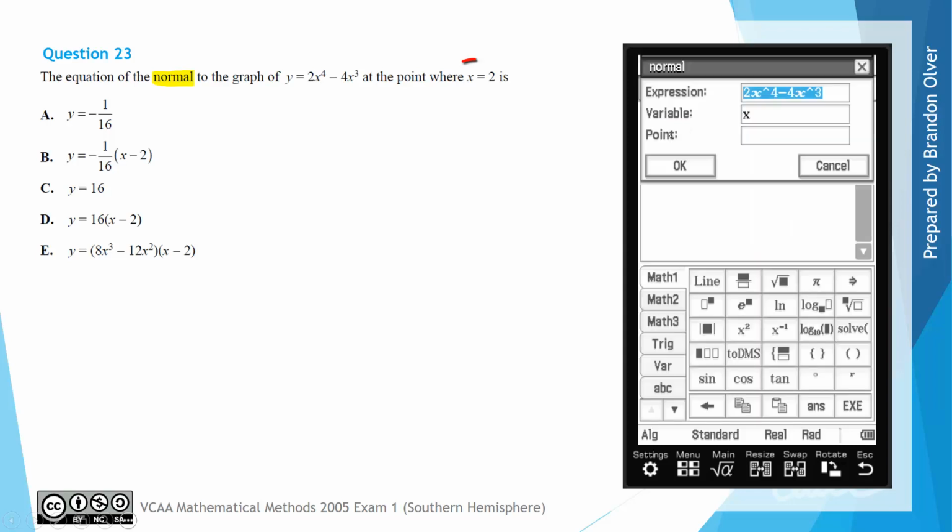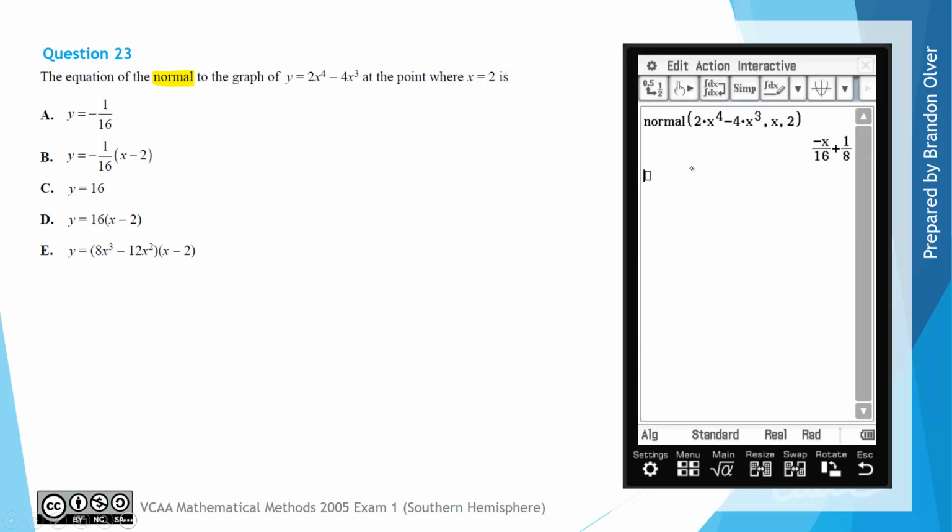And then we wanted it at the point when x equals 2. So in this third box, we're just going to put 2 in and hit OK. And we get this output. So from the calculator, we got the output that we had negative x on 16 plus 1 over 8. And to turn that into the equation of the line, it just becomes y equals. However, that option doesn't appear there.